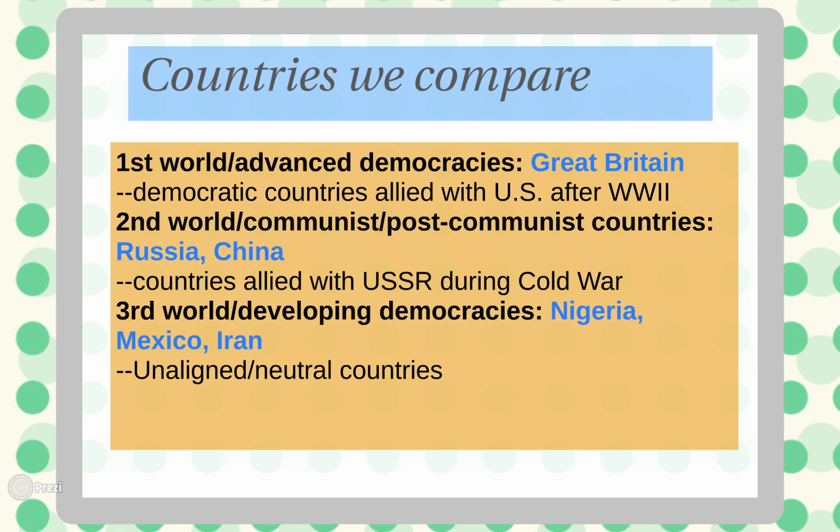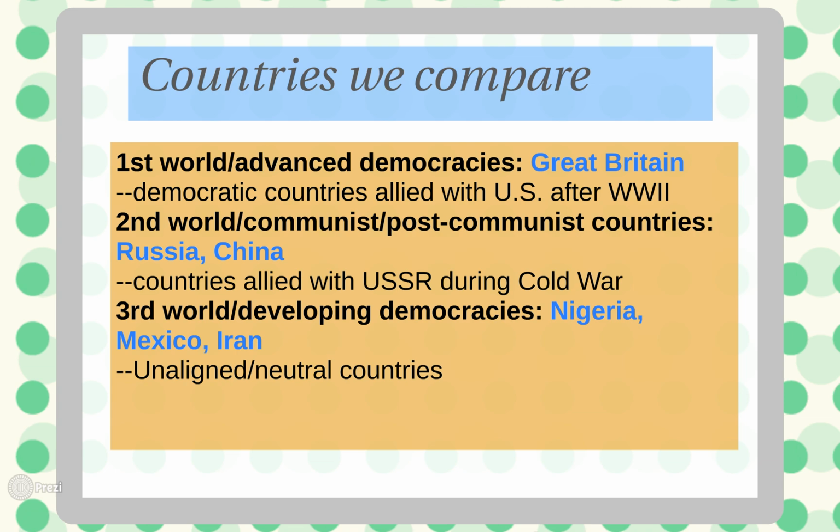We also have second world or communist, post-communist countries. Again, these terms come from the Cold War, so they're a bit outdated, which is why we typically use the terms advanced democracies or developing democracies today. But first, second, third world is still a commonly used metric to talk about these countries. When we're talking about second world countries, we're really talking about Russia and China. Russia being a post-communist country, China still being controlled by the Communist Party, so it is still a communist country, excuse me.